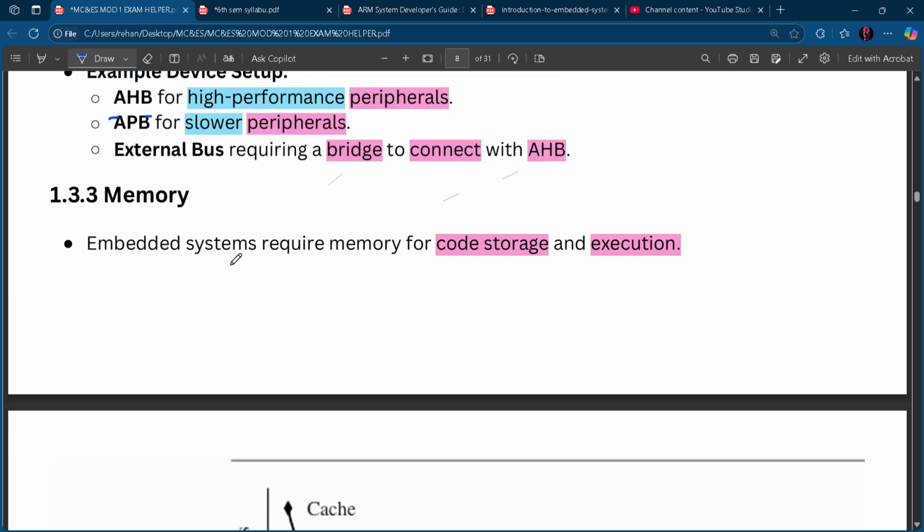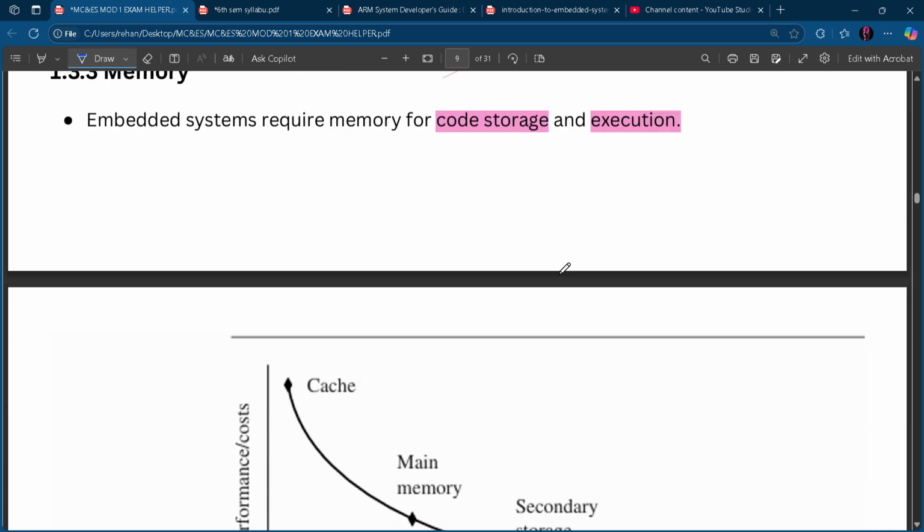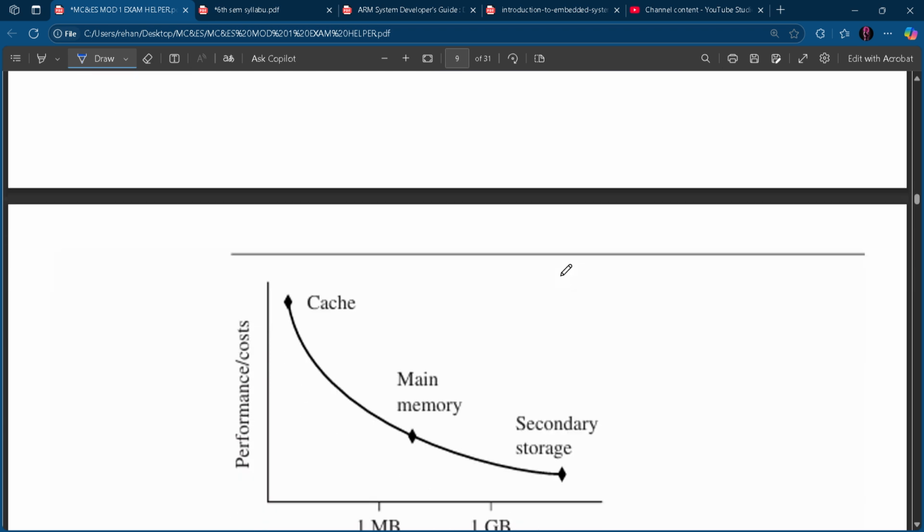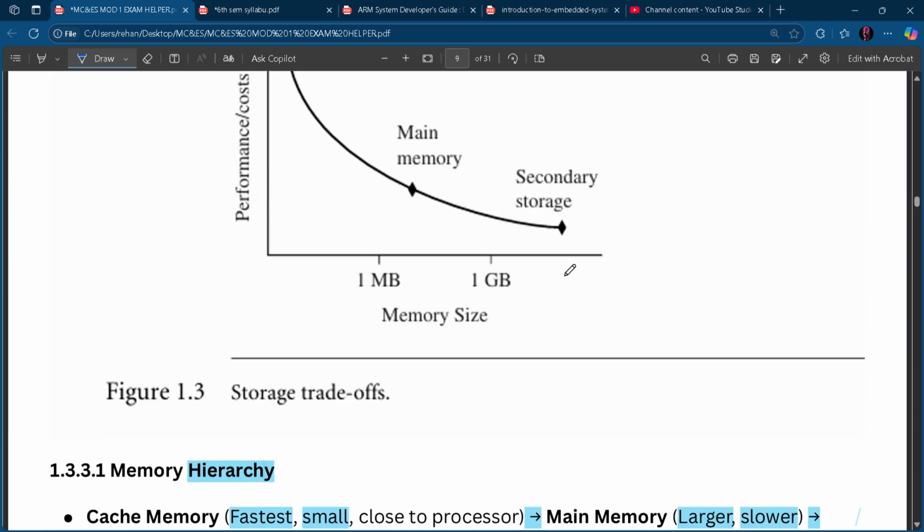Memory. Okay, so let's talk about memory. Embedded systems require memory for code storage and execution. See, you have to save codes and then you have to execute them. If you are a software developer or a web or app developer, you will understand it much easier and better, but we'll keep moving.